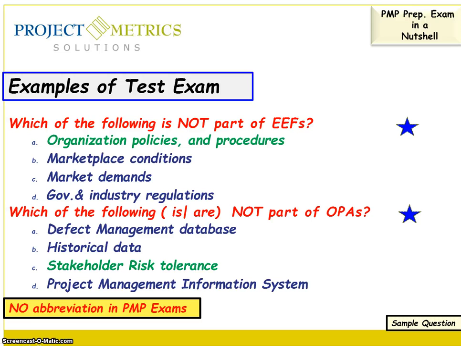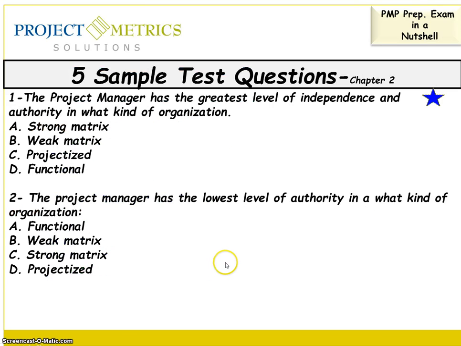Now, if you know the trick, then you know the answer right away. Organization policies and procedures is the right answer because it is not part of the enterprise environmental factors. Marketplace conditions, market demands, government and industry regulation, these are things you can't control. And the same trick you are going to use with organization process assets. This is the stakeholder risk tolerance.